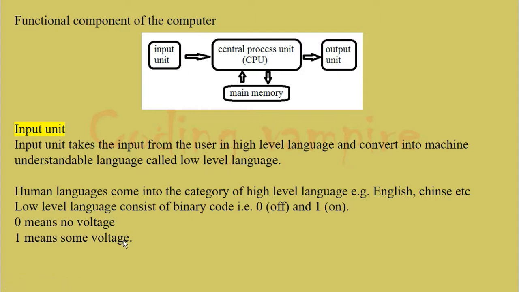So we'll be writing a program in English language. So English is a high-level language and a computer cannot understand high-level language. So it has to be converted into machine understandable language, that is low-level language. A low-level language consists of binary code, that is 0 and 1. Since computer is an electronic device, it communicates in terms of voltage.